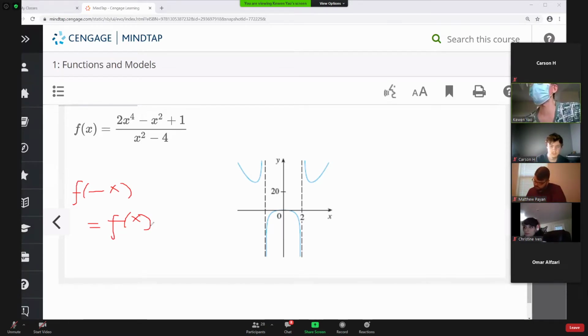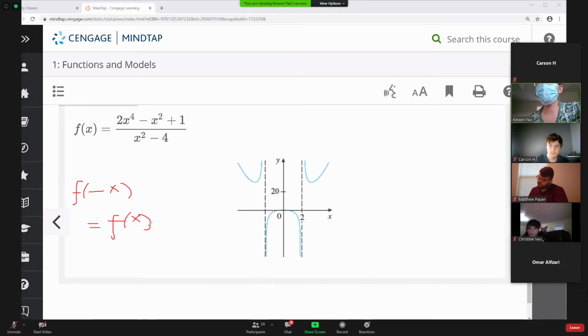By using the definition f(-x) = f(x), the function is an even function. So there are two ways of determining whether or not a function is even. This is fast enough.